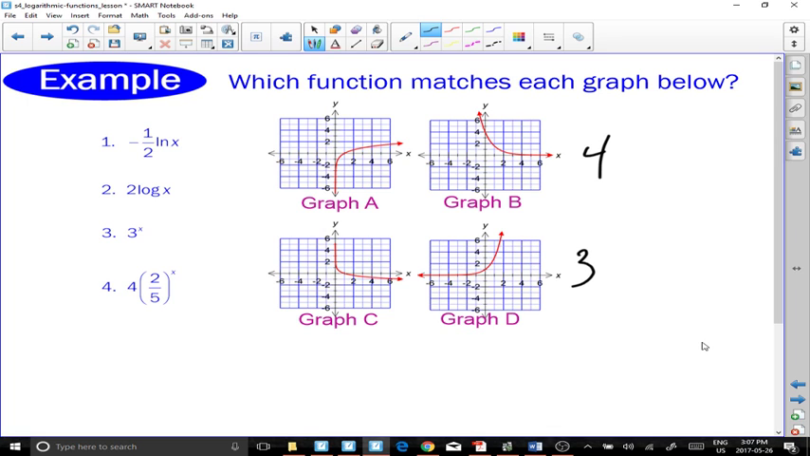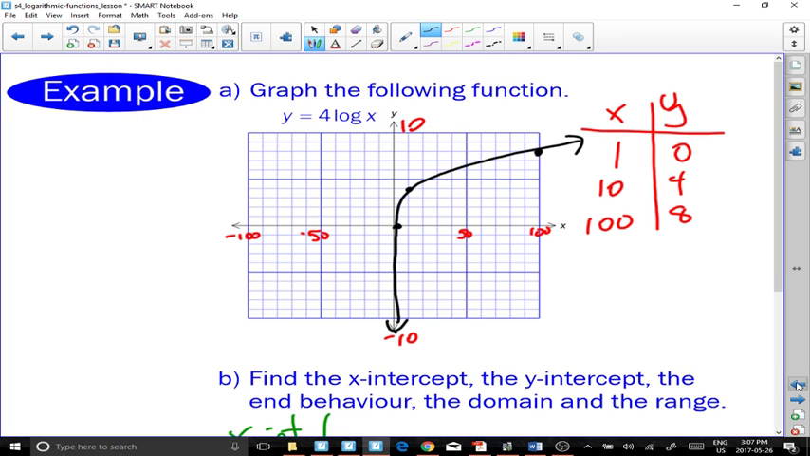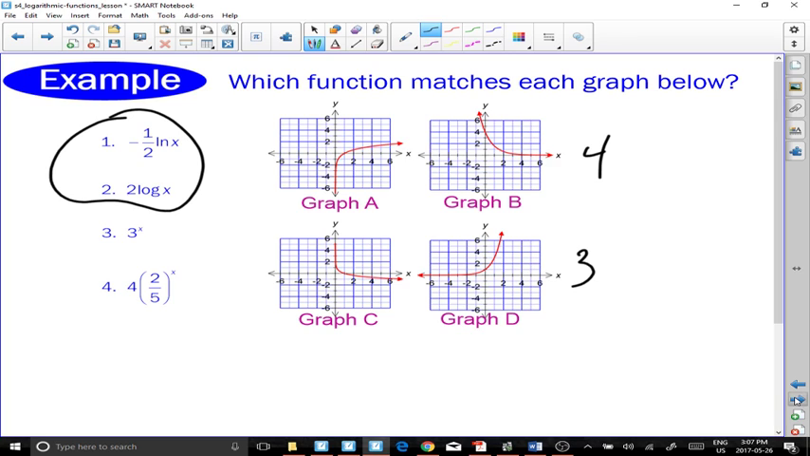So now we've got 1 and 2. Which one's graph A? Be careful. It's not 1, it's 2. Because it's increasing, right? If we take a look at the last example, there's a negative in front, so it's decreasing. And when we don't have a negative in front, then it's increasing. Okay? So this would be graph 2, and this would be graph 1. Okay?